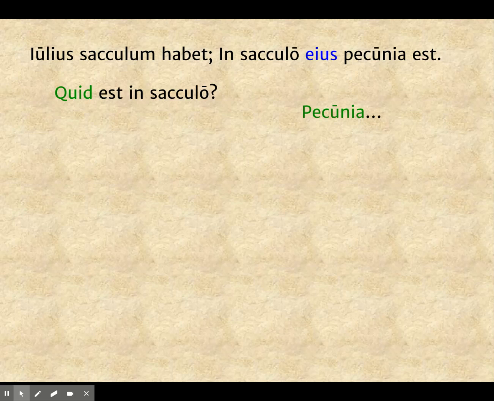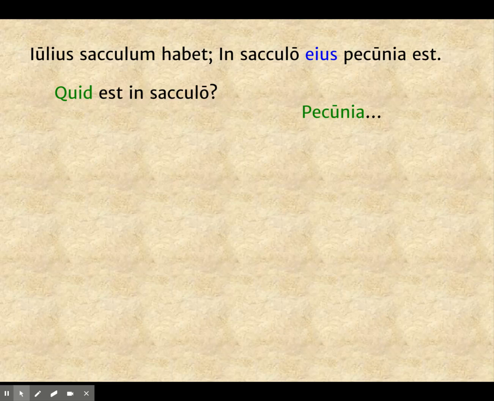If you said Julius, think about that for a minute. Julius est in saculo. I hope not. Anyway, don't go to the subject of the first sentence. Go to the subject of the sentence eius is in. And in this sentence, pecunia est in saculo.